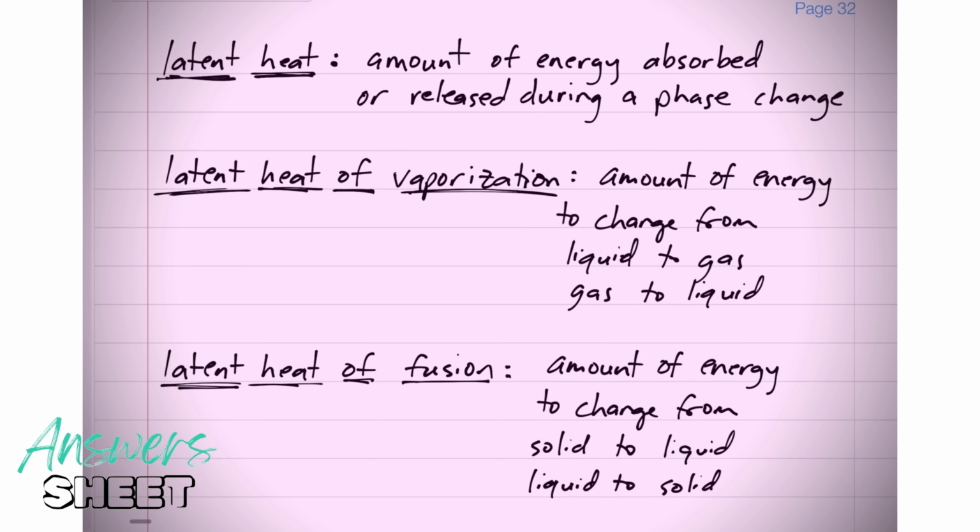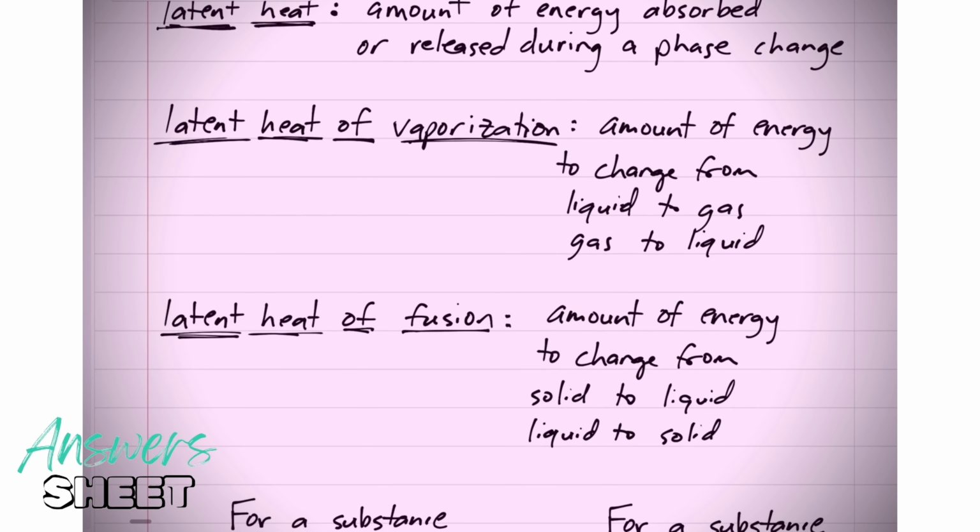Latent heat is the amount of energy during a phase change. It is the amount of energy required for a phase change, or released during a phase change, whether it is vaporizing, fusion, or condensing. The latent heat of vaporization is the amount of energy to change completely from liquid to gas or gas to liquid. The latent heat of fusion is the amount of energy changing from solids to liquids.